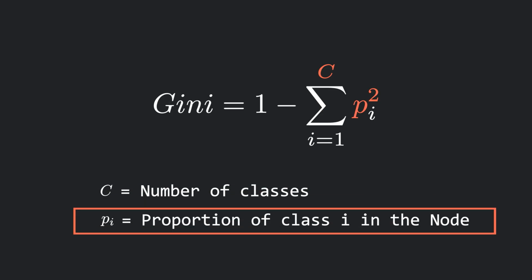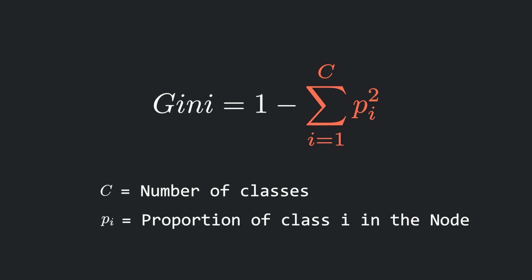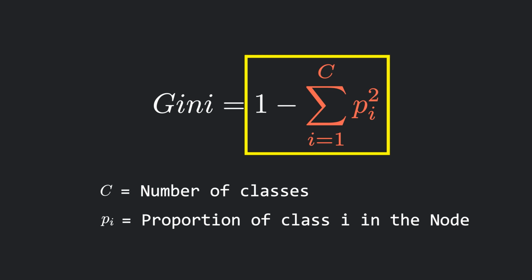For example, in our dataset, we can calculate how many animals in a node are birds and how many are not. The summation term adds up the squares of these proportions, which tells us how pure the node is. Subtracting this value from 1 gives us the impurity, that is, how mixed the node is. A higher impurity value means more misclassifications.